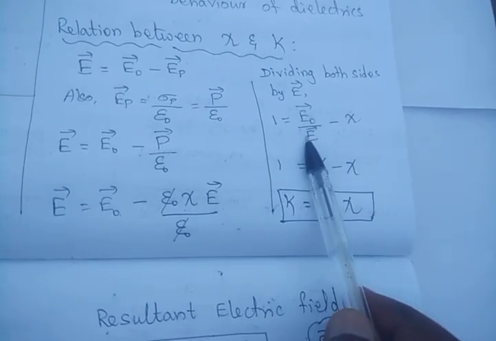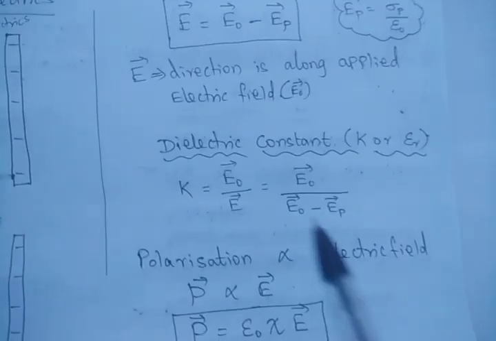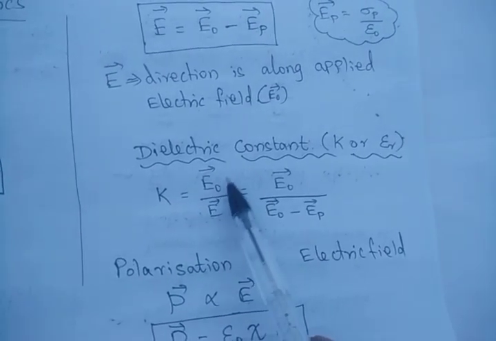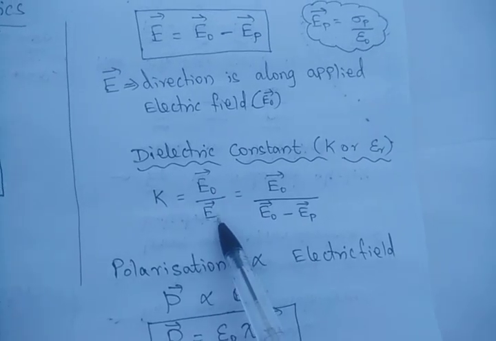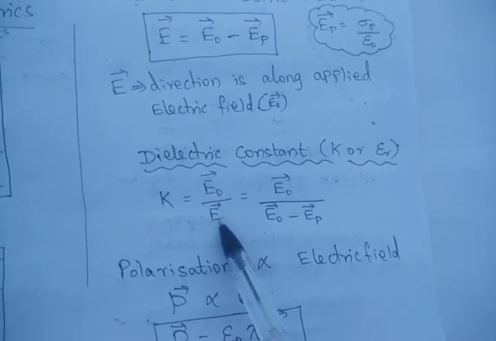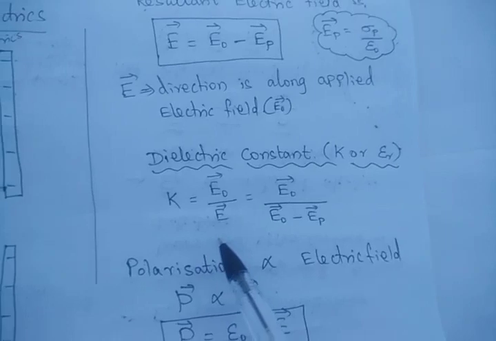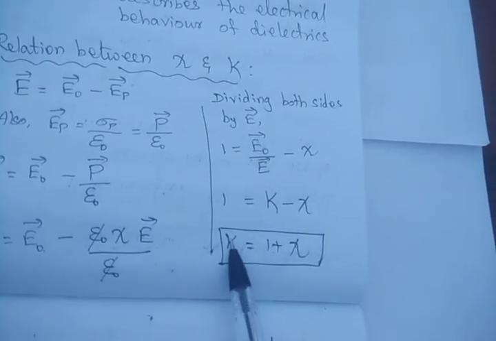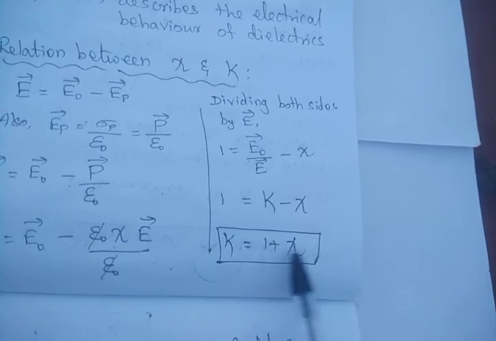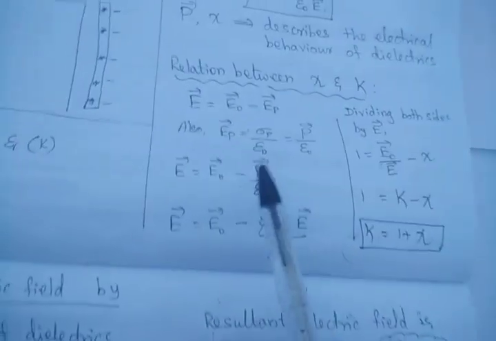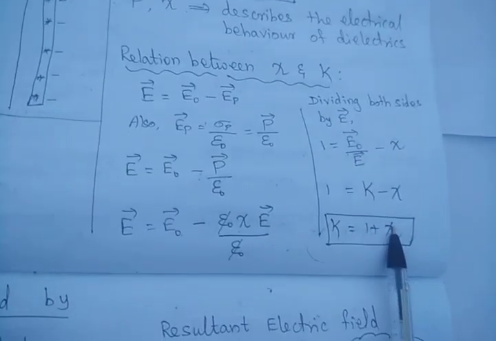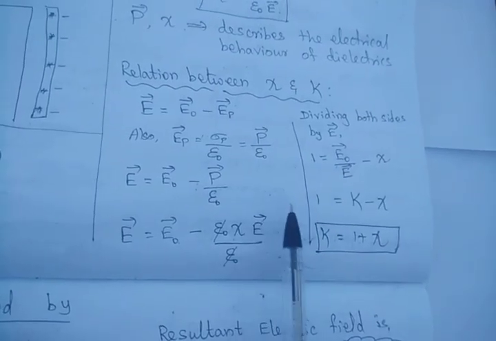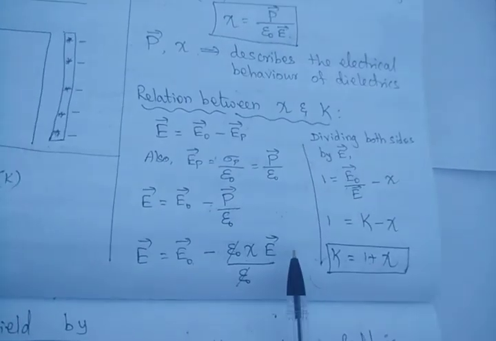E naught by E is the dielectric constant, which we have already studied: the ratio of the applied electric field to the resultant electric field after the insertion of the dielectric material. So we can represent this as K. Then K, the dielectric constant, is equal to 1 plus psi. This is the famous relation between the electrical susceptibility and the dielectric constant. This relation is very important from the problem point of view.